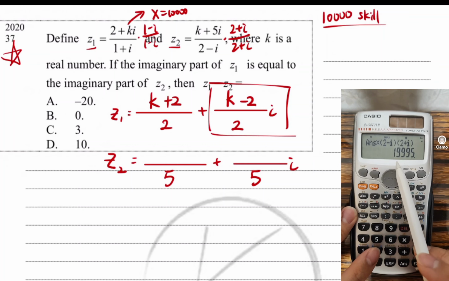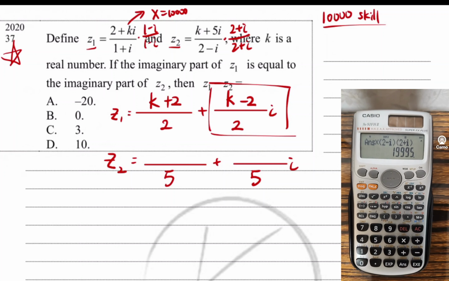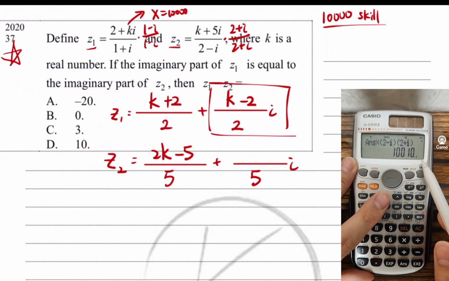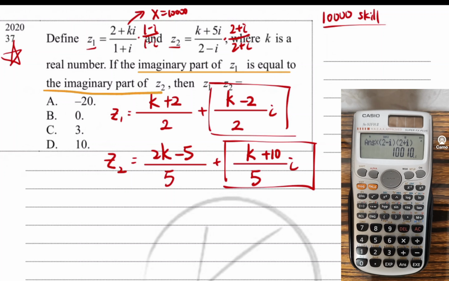You see something: 19995. You plus 5, so it becomes minus 5, and you get 20,000, so 2k is the real part. And then shift solve, you get 10,010. So minus 10 here, you get a plus 10, and 10,000 means k. So you also get the imaginary part. As you know, the imaginary parts of Z1 and Z2 are the same.